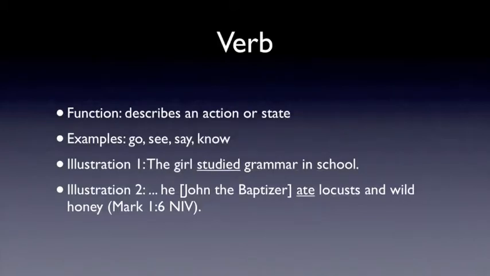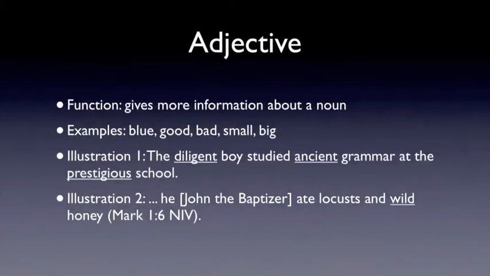A verb describes an action or state. Here are some examples: go, see, say, know. In our first illustration, the girl studied grammar in school. The word studied is the action word. In our second example, he, John the Baptizer, ate locusts and wild honey. In this sentence, ate is the verb. It describes the action.